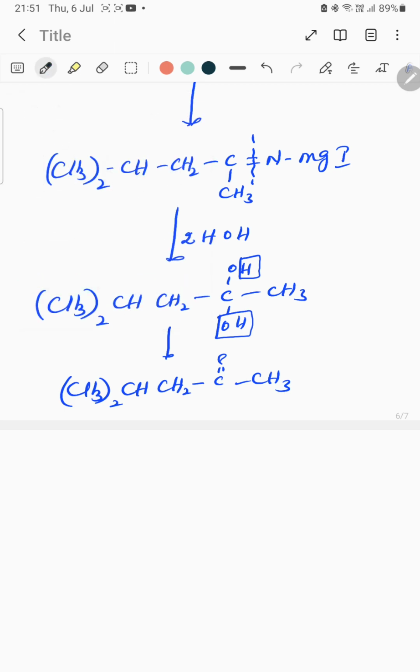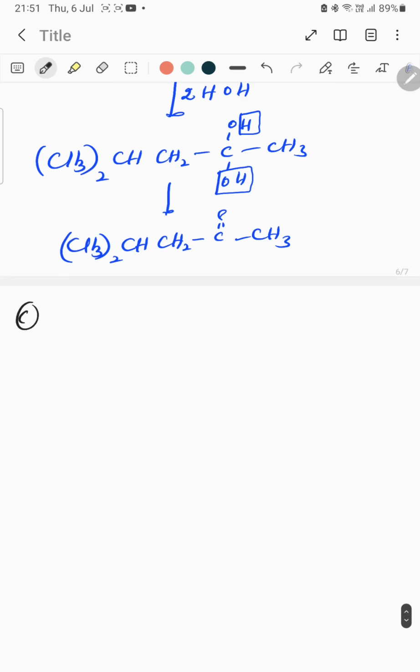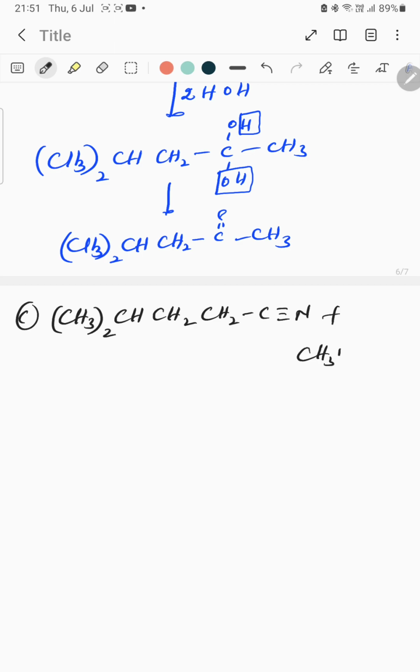Once check the C. The given option is CH3 taken twice, CH, CH2, CH2, C triple bond N plus CH3MgI.